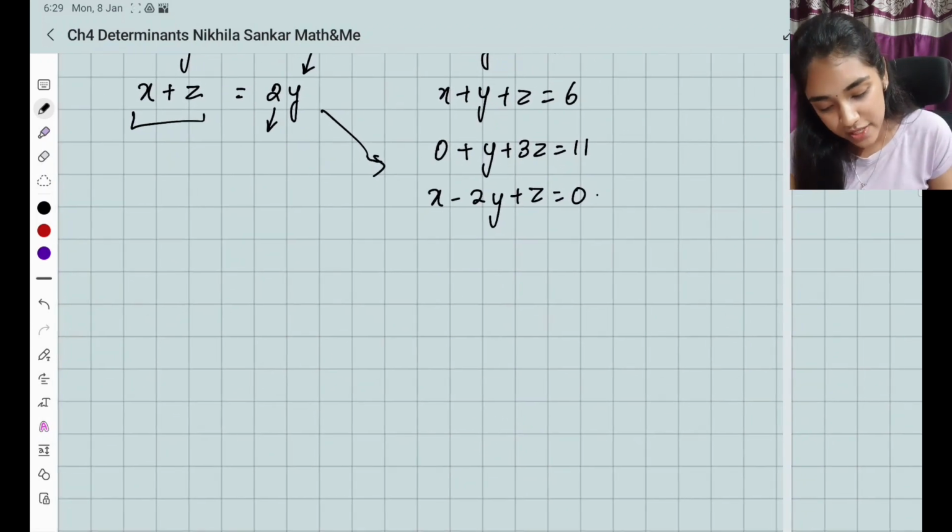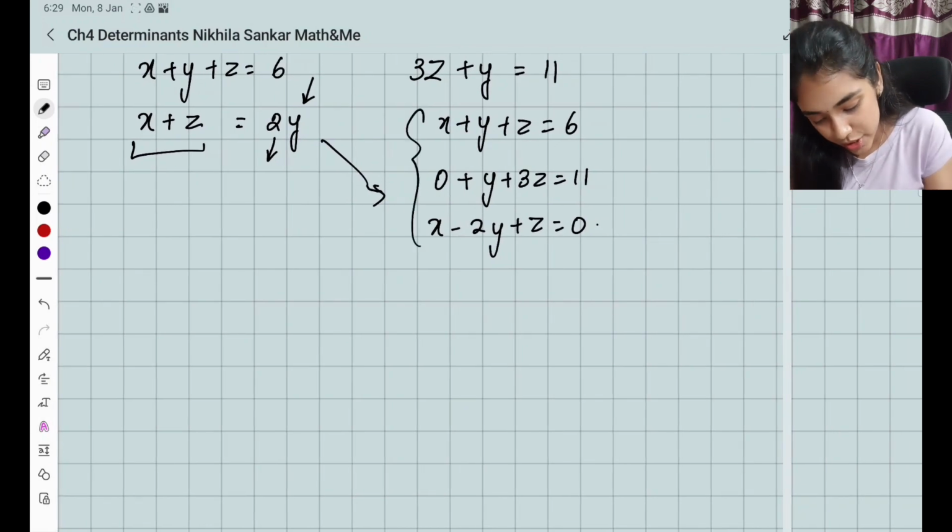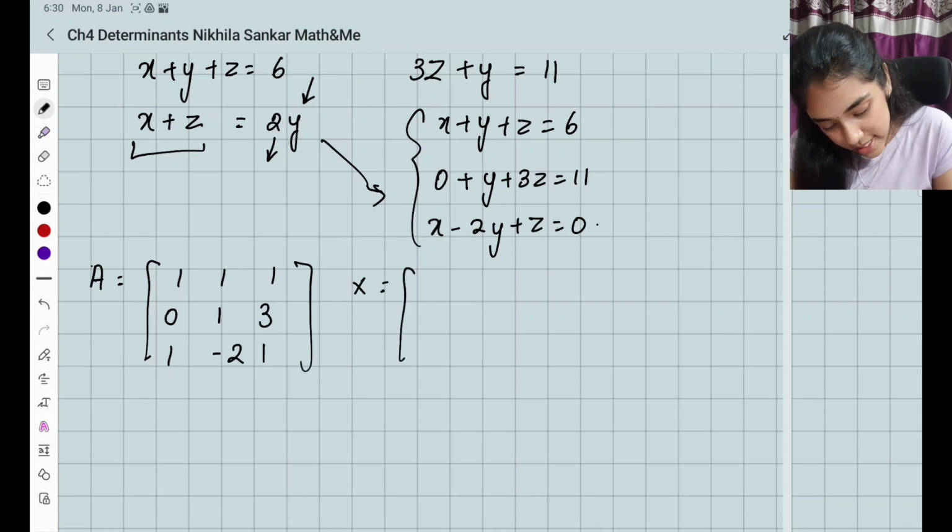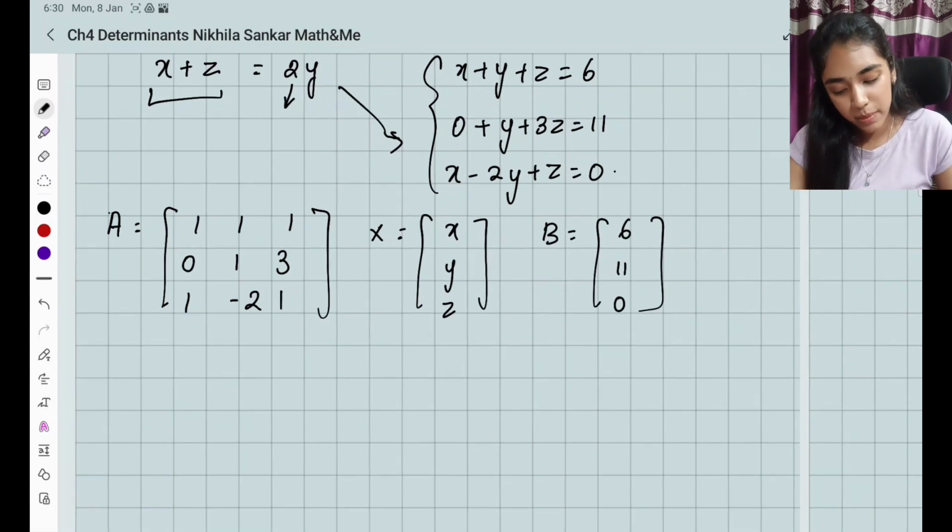Okay, can we now represent this in matrix form? These are the three equations. So you have A equals, from the first equation 1 1 1, from the second equation 0 1 3, from the third equation 1 minus 2 and 1. This is the A matrix. Then X matrix is as usual going to be x y z and B matrix is going to be 6 11 0. Okay, can we now find A inverse?